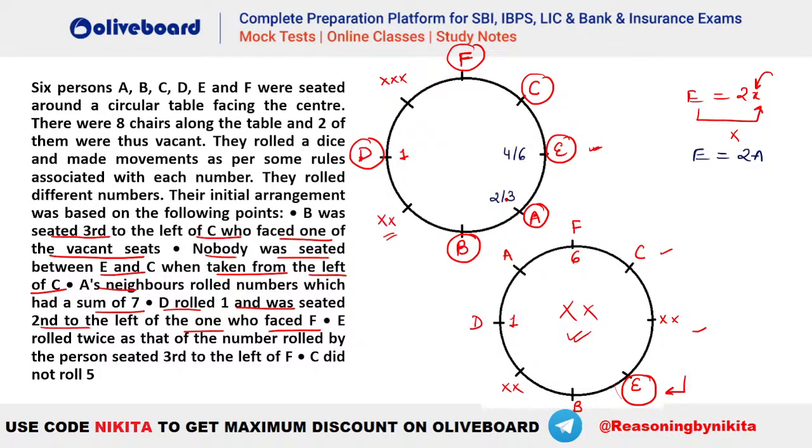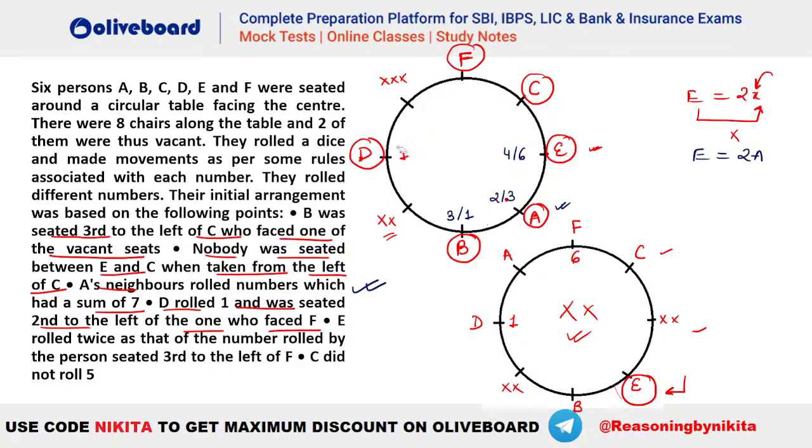Now, if E is 4 or 6, you can see what B has to be. Because we know that A's neighbors should have a sum of 7. It was given that A's neighbors rolled numbers having a sum of 7. So if you take 4, that means this person should be 3. And if you take a 6 here, this person should be 1, because the neighbors should have a sum of 7. But B taking 1, is it a possibility, guys? Can we have B as 1? Is it possible for B to have 1? Guys, tell me, can B roll 1? Is it a possibility? No.